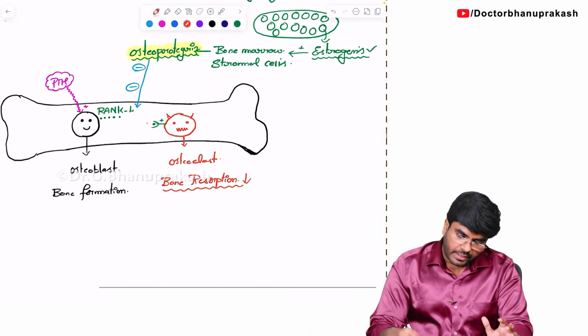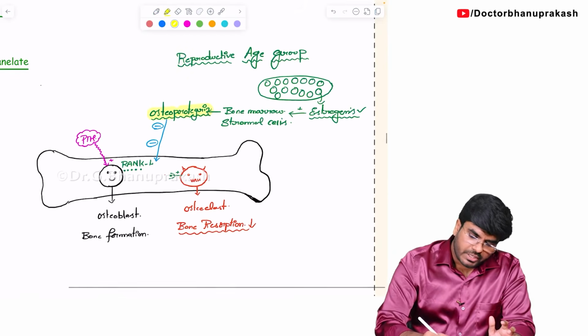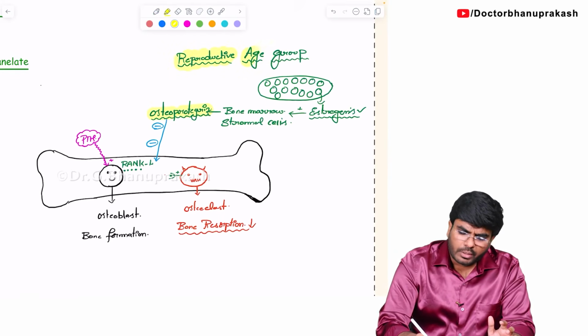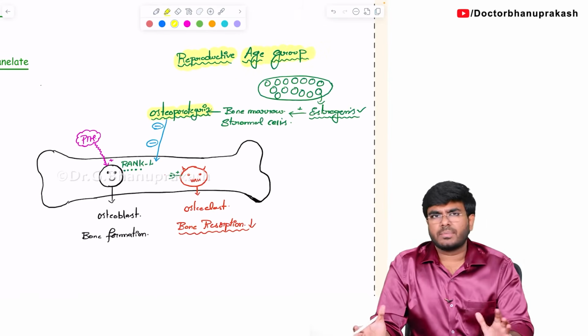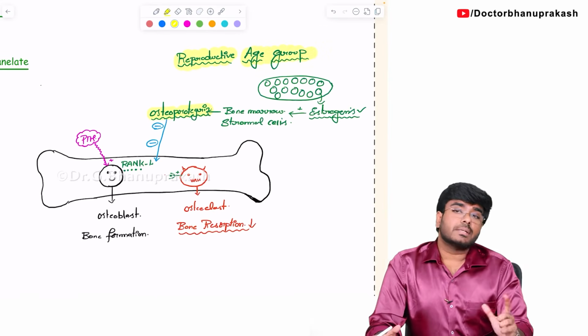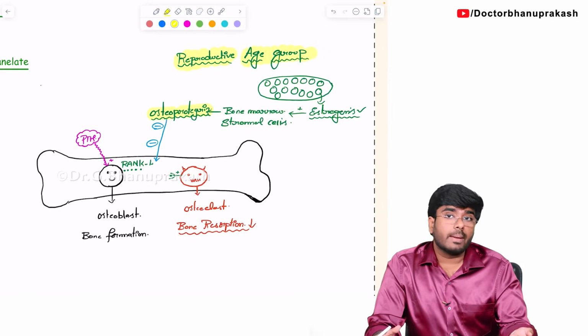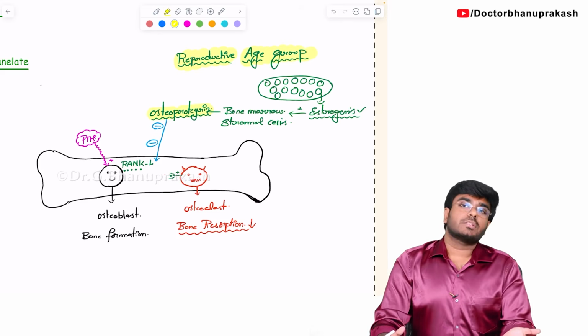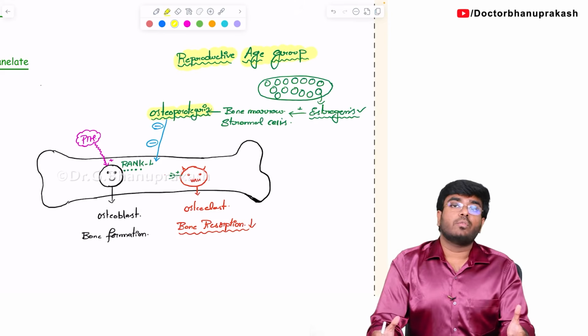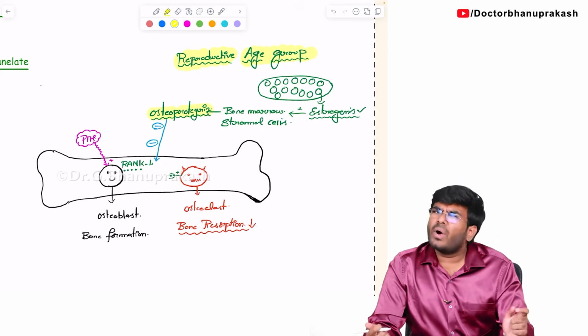That is the reason why a reproductive age group female is never going to complain about joint pains or fractures or something like that. But when a female reaches her menopause, problems will start to happen. She is going to suffer with fractures, wrist fractures, pelvic fractures, hip fractures, weakness, and joint pains. Why? We will discuss that.